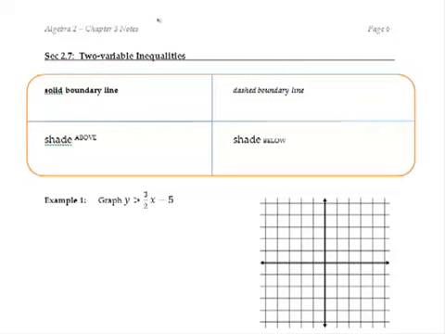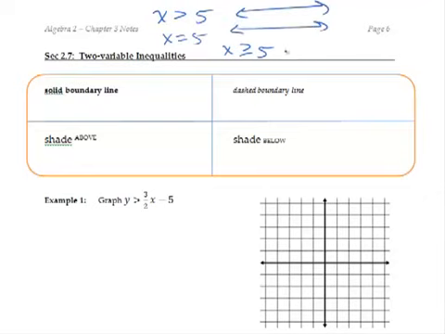For example, you've seen things like x is greater than 5, or x is equal to 5, or x is greater than or equal to 5, and we've graphed them like this. If it's simply x equals 5, you mark the 5 and just put a dot. When it's x greater than or equal to 5, you mark the dot, but then you shade everything above. Similarly, when it's x greater than 5, it's the 5, but an open circle and everything above.